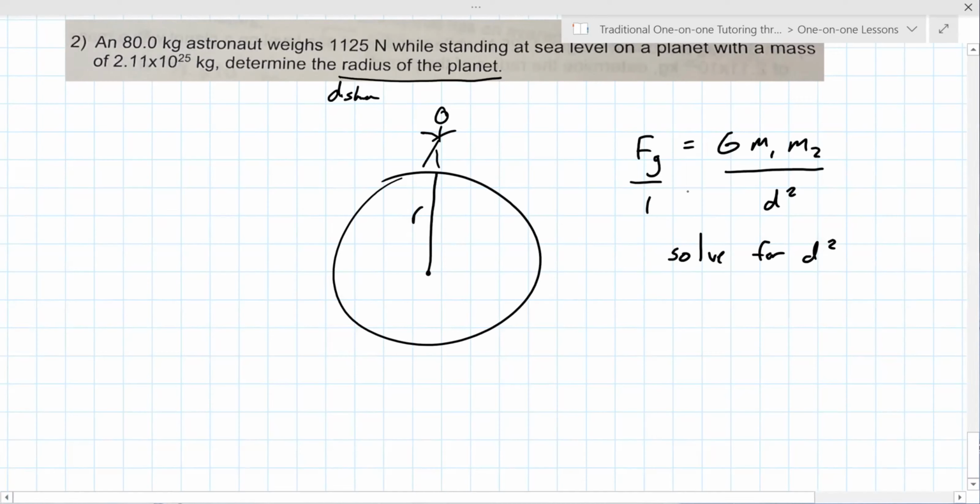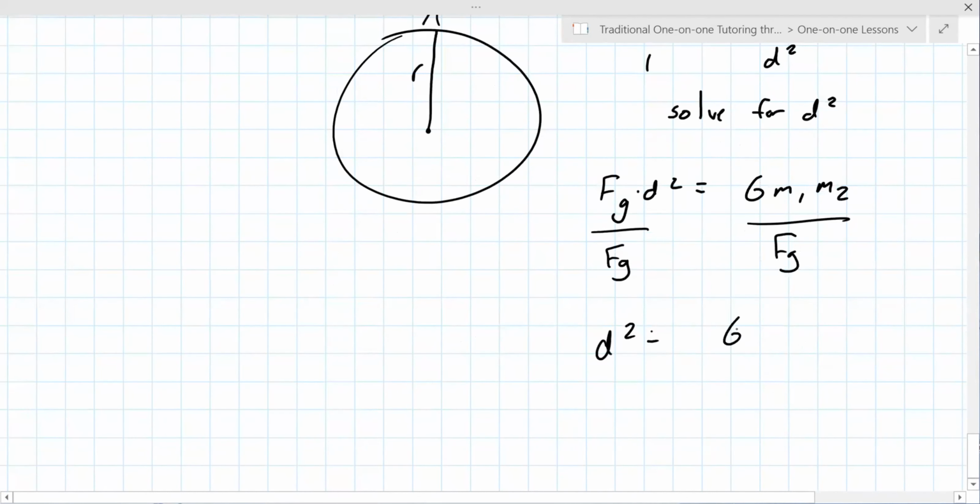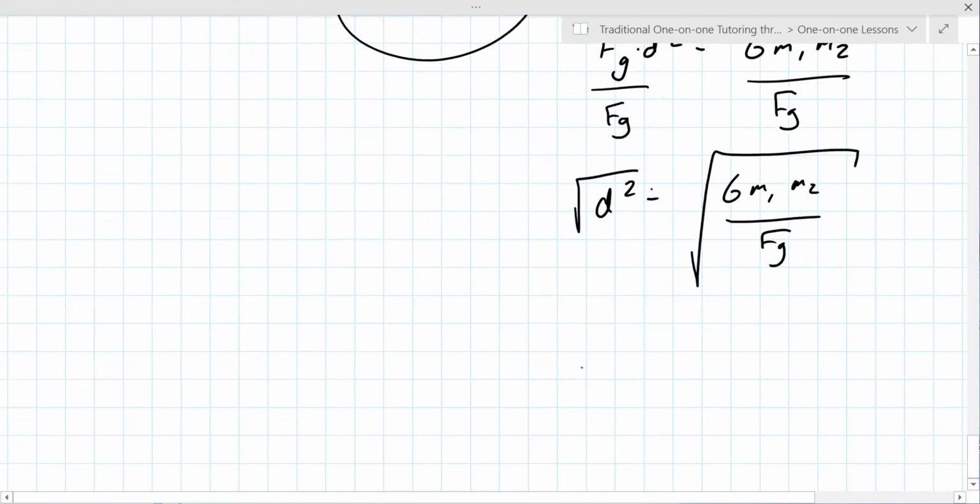All right, so let me jump in here. If you cross multiply, you get FG times D squared equals G M1 M2, just like in the previous problem. Since we're solving for D squared, trying to get D by itself, we want to divide both sides by FG. So D squared equals G M1 M2 over FG. We're doing really well. So we're going to take the square root of both sides. Okay, so D is equal to the square root of G M1 M2 over FG.